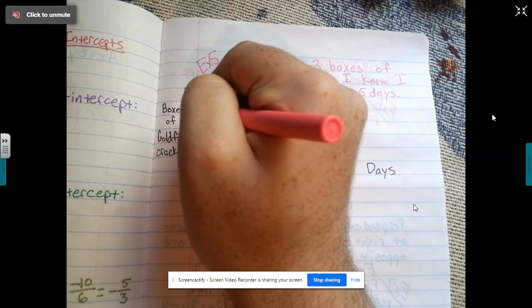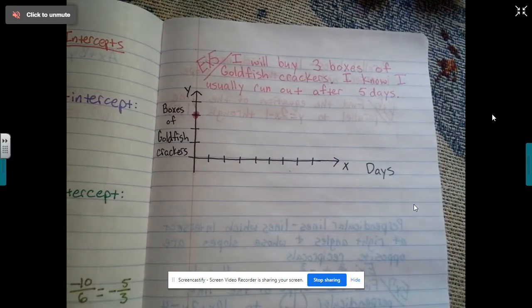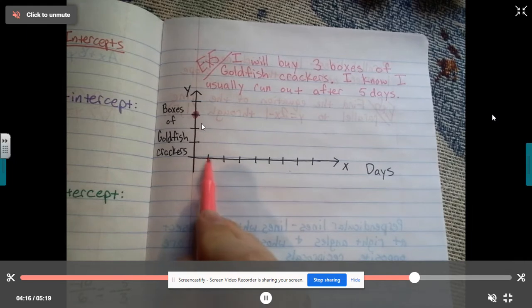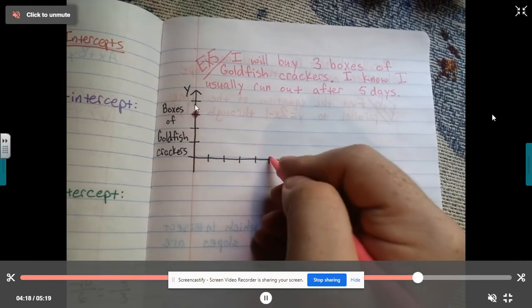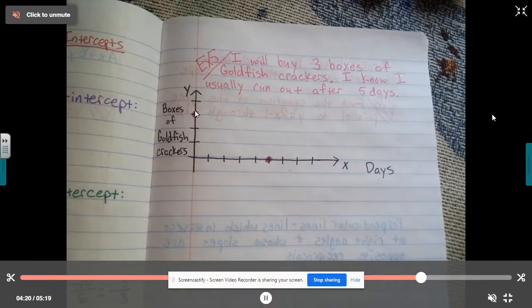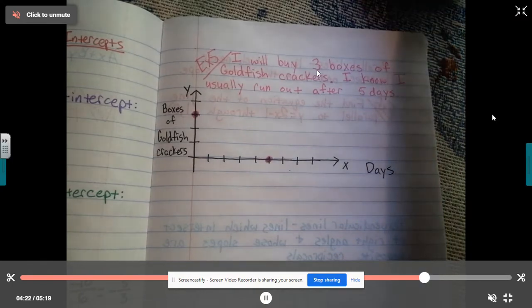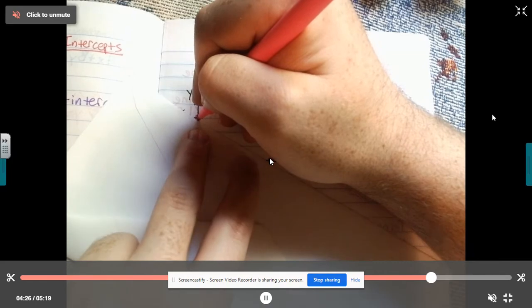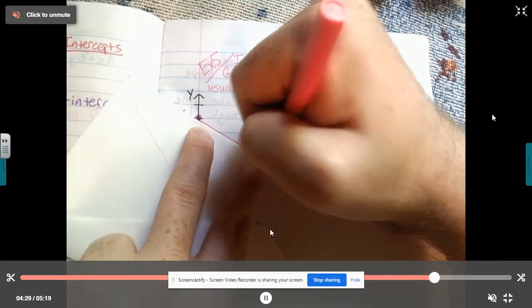So thinking in concepts, I have 3 boxes of these crackers before any time passes. I bought 3 of them, so that's what this intercept is. The y-intercept would be 3 boxes of crackers before any time passes. On the other hand, after 5 days pass, I know I should have 0 boxes of crackers, so that would be the x-intercept.